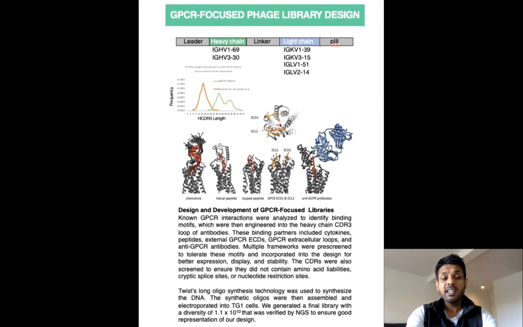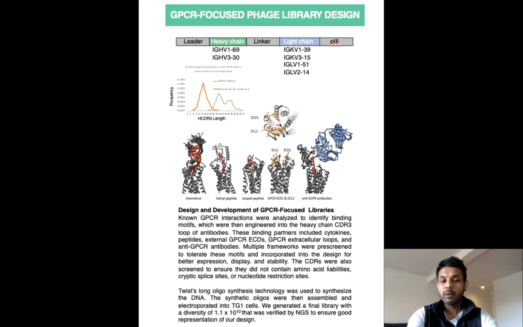To define the CDR diversity that is focused towards GPCRs, we mine all known binding partners to the extracellular region of this receptor family. This includes chemokines, helical peptides, loop peptides, GPCR extracellular domains, extracellular loops, anti-GPCR antibodies. And we assembled all of this data and designed oligos that were printed and incorporated into the heavy chain CDR3. Limited diversity was also incorporated into the other 5 CDRs.